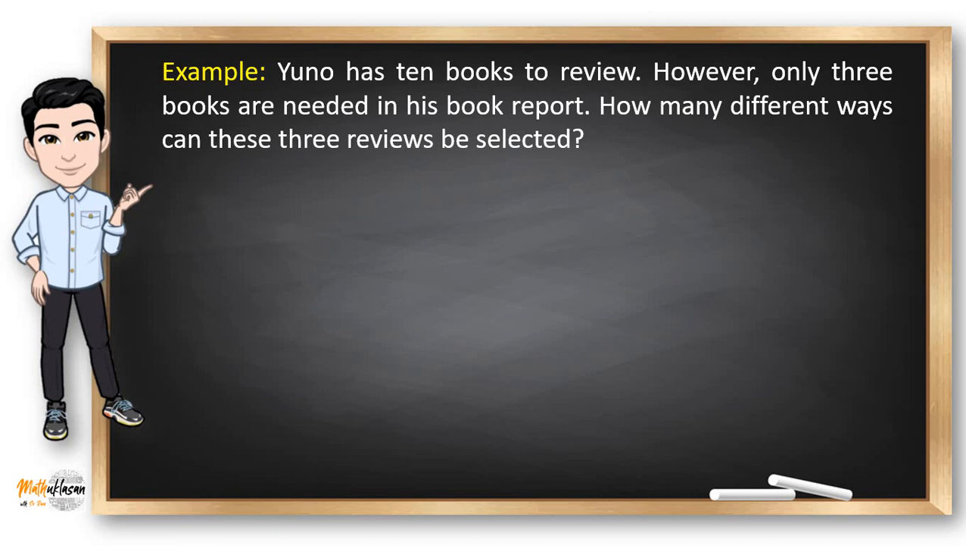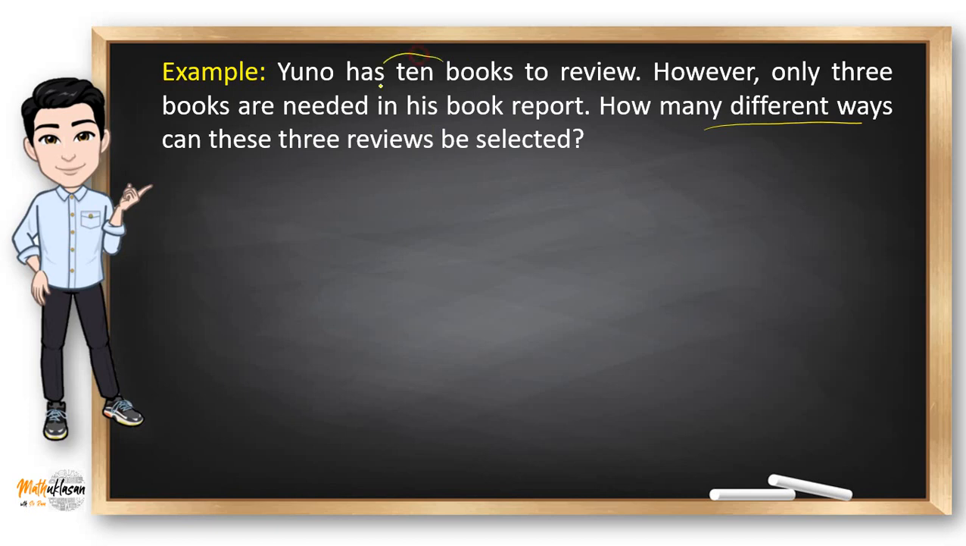For this next example, Yuno has 10 books to review. However, only 3 books are needed in his book report. How many different ways can these 3 reviews be selected? Notice here the arrangement is not important, right? Because if Yuno has to submit a book report, it doesn't matter in what order he would like to report the 3 books. So it could be the first book first, followed by the sixth book or the fifth book. So all we need to do is to use the combination formula for us to identify the number of ways to select 3 book reports.